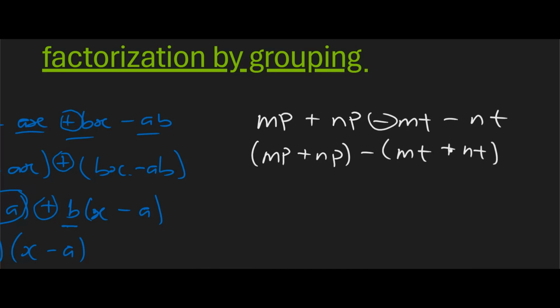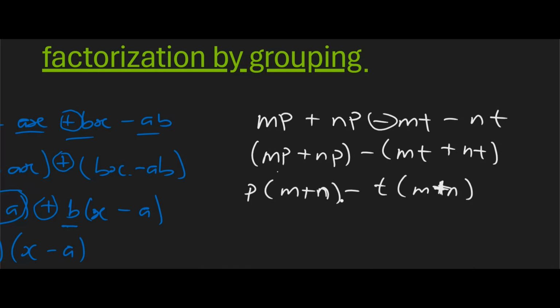Always check this thing. If you're not careful, you'll forget, and it's going to be a problem. So always try and reverse the sign. Okay, so at this moment, we have to factorize each bracket. We have mp and np. The common factor is going to be p. So we have m plus n. We come to this one, mt and nt. The common factor is going to be t, right? So we have m plus n.